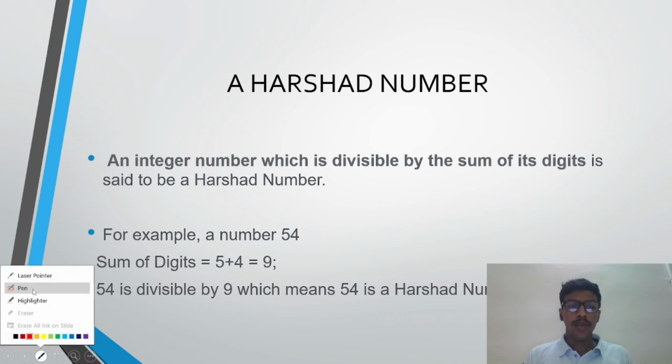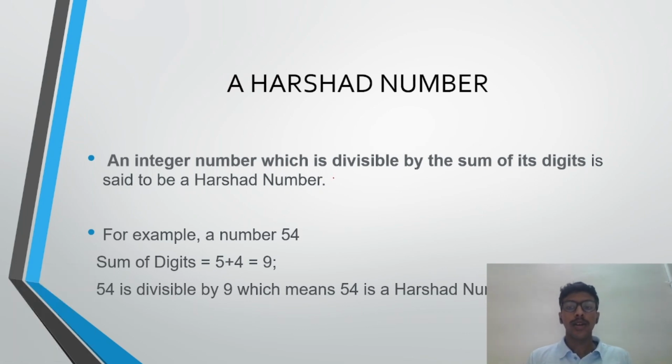A Harshad number. A number is said to be a Harshad number if it is divisible by the sum of its digits. For example, I have taken here the number 54. The sum of digits is 5 plus 4, that is 9, and 54 is of course divisible by 9, which makes 54 a Harshad number.